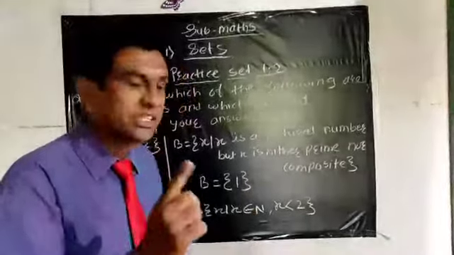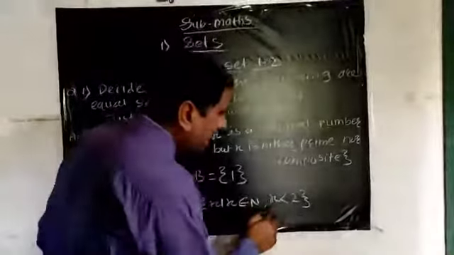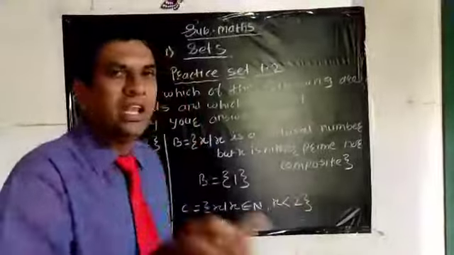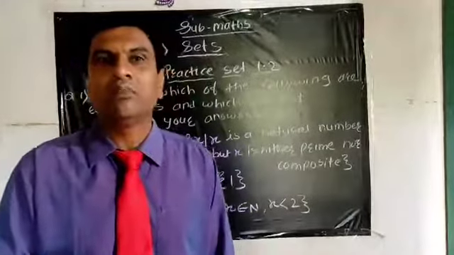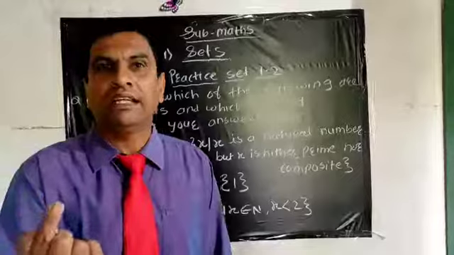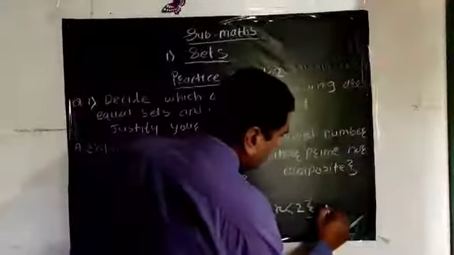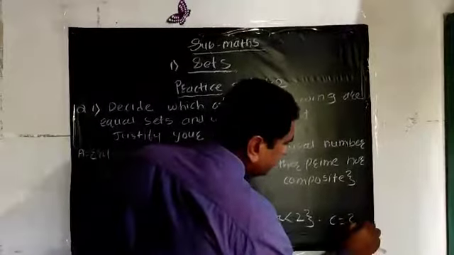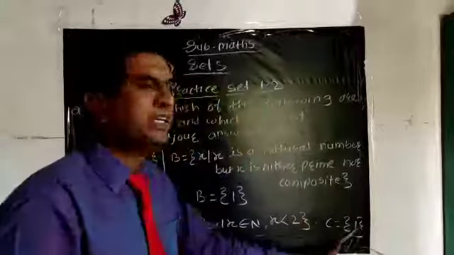But which natural number is this? This x is less than 2. Then less than 2, which is the natural number? There is only one natural number less than 2 and that is 1. Therefore, in set C also there is only one element and that is 1.